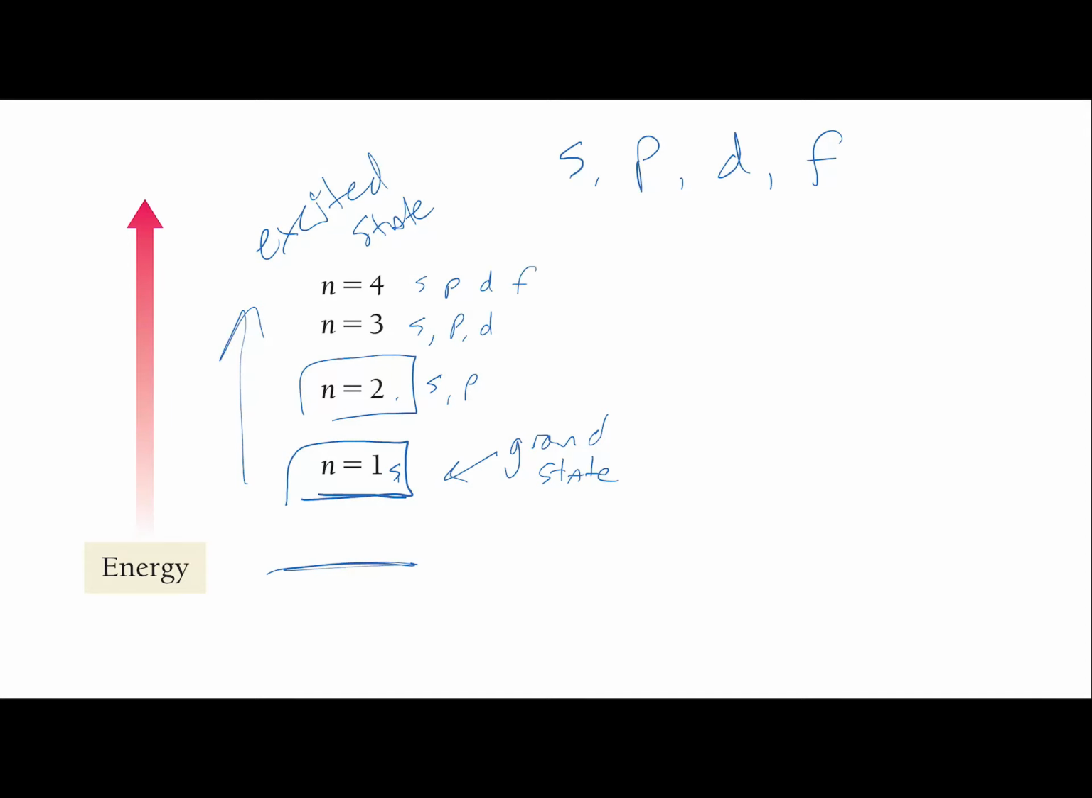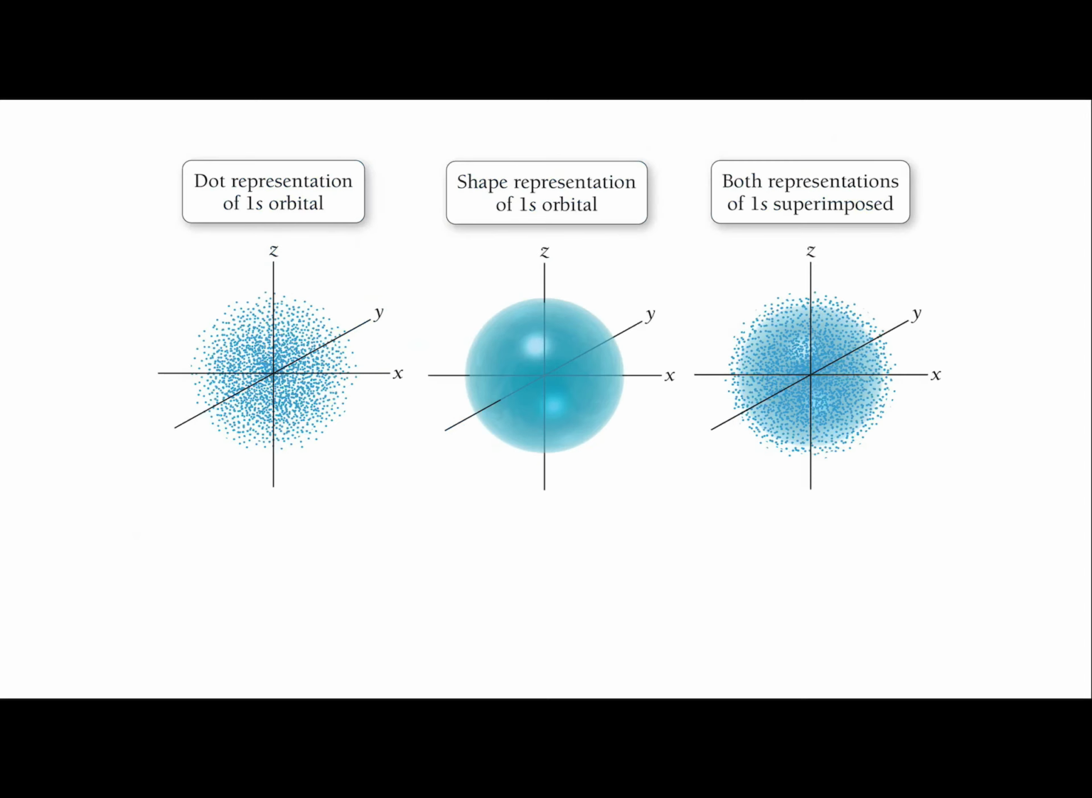And n equals 4 gains an f subshell. So the higher energy levels have additional subshells. The subshells, though, also designate shape. So orbitals are sometimes represented by dots, where the dot density is proportional to the probability of finding the electron.